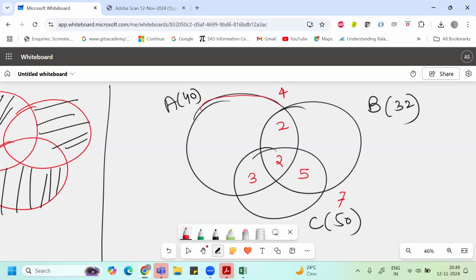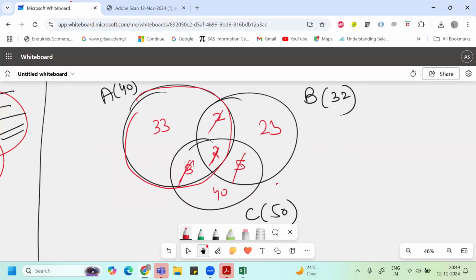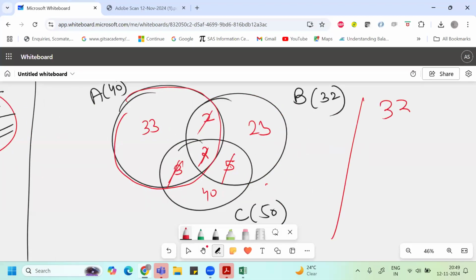A is total 40, so this is 3 plus 2, 5, 5 plus 2, 7. 40 minus 7 is 33. I hope everyone understood this. Now 5 plus 2 is 7, 7 plus 2 is 9. 32 minus 9 is 23. Then 5 plus 3 is 8, 8 plus 2 is 10, and 50 minus 10 is 40. So the elements which are only in A, B or C are 33 plus 23 plus 40. Solve this, you will get 96.